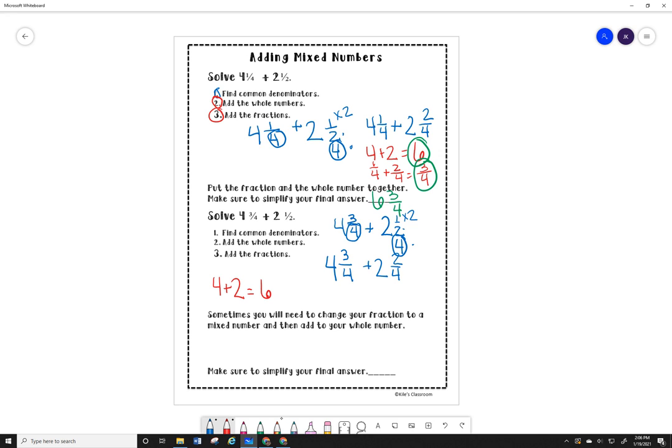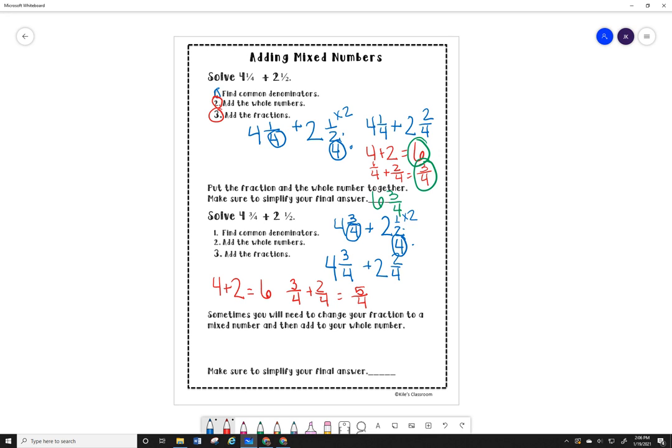And then I'm going to add my fractions. Step 3, 3/4 plus 2/4 is 5/4. This is where your brain should be going, wait, that's not right. Something's different here. That is an improper fraction. And yes, when we put this together, we have the answer, 6 5/4. We don't want 5/4 to be in our answer.